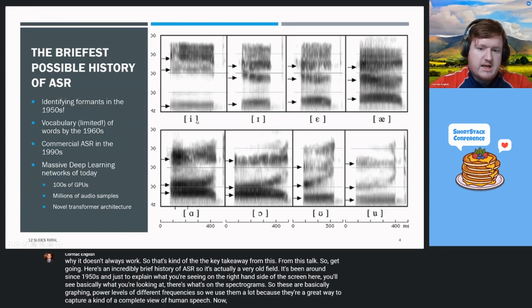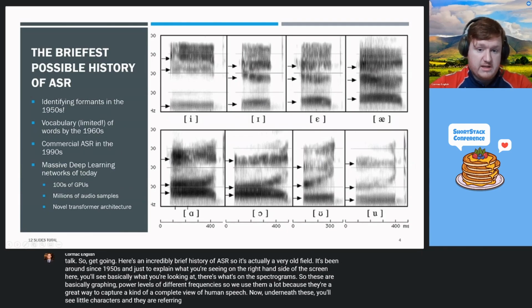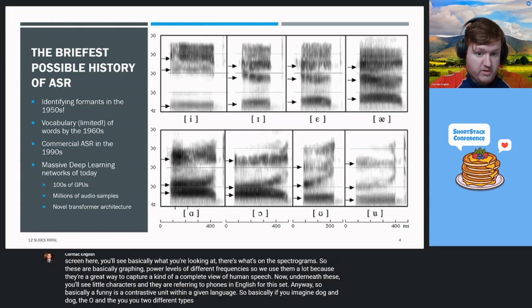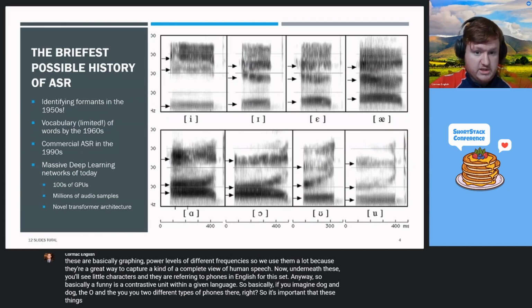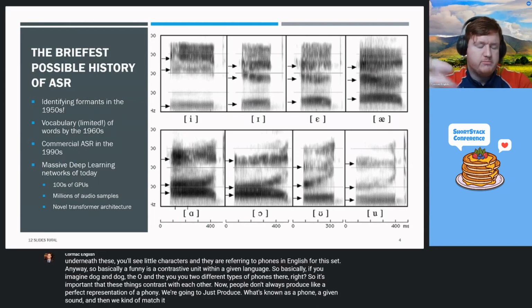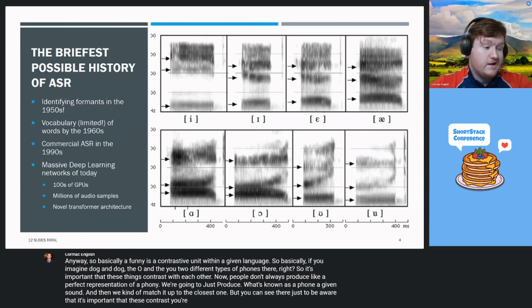Underneath these, you'll see little characters, and they refer to phonemes in English, for this set anyway. A phoneme is a contrastive unit within a given language. If you imagine dog and Doug, the O and the U, you have two different phonemes there. So it's important that these things contrast with each other. People don't always produce a perfect representation of a phoneme. We produce what's known as a phone, a given sound, and then we match it up to the closest one. You'll also see that a lot of these look pretty similar, which is a problem we'll come back to later.